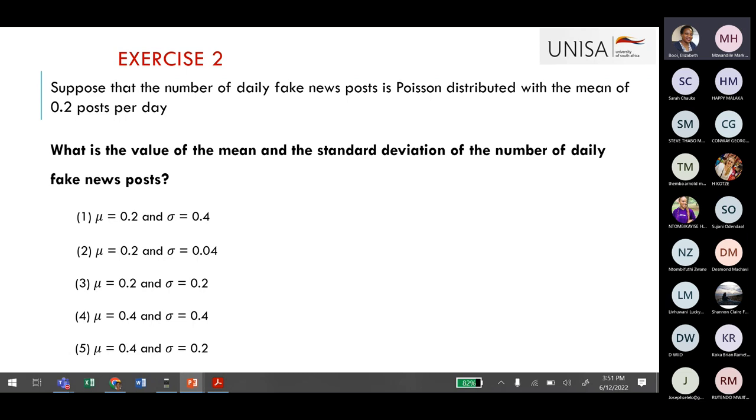So this one also, you can do it yourself. Suppose that the number of daily fake news is Poisson distributed with the mean, but I think we did this. Oh, sorry, we did that. We found that it was number two. Sorry, I used it in the exercise. We can skip number two because we did find this was the square root of 0.2, which is 0.4.